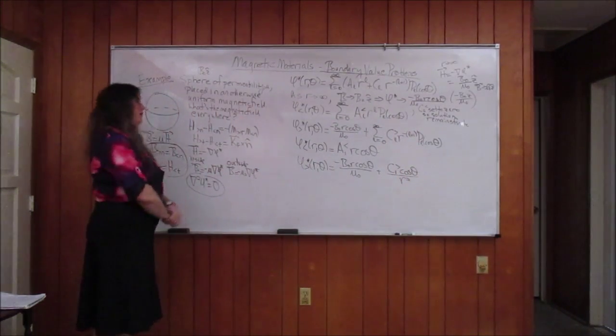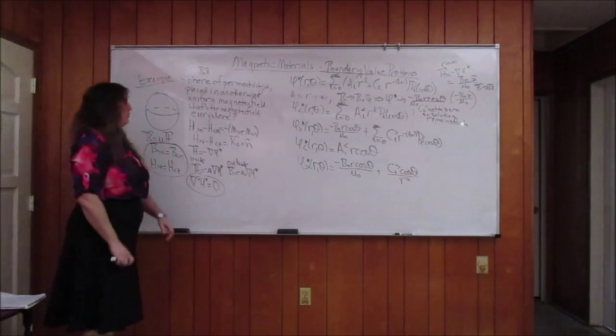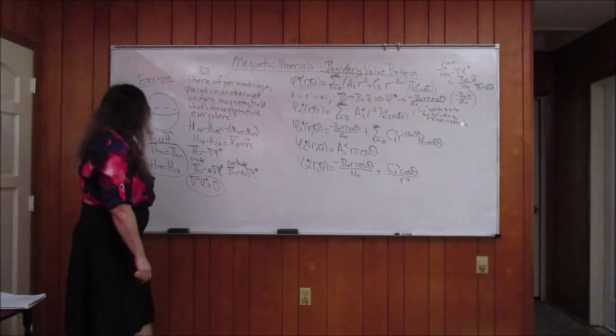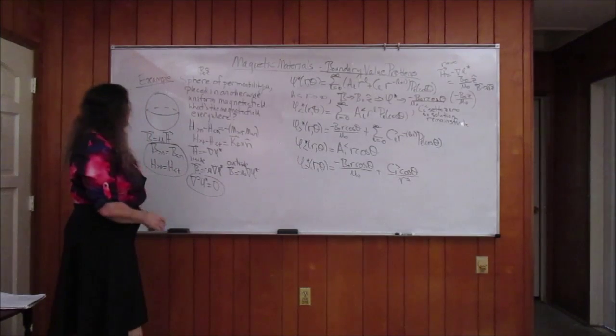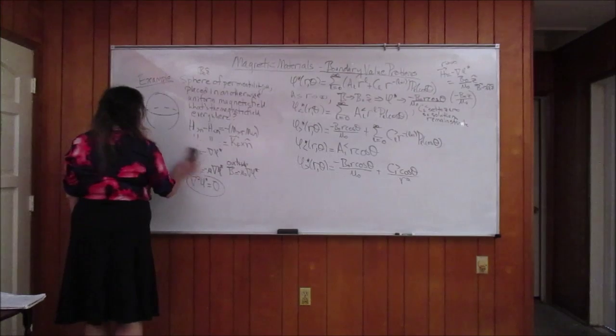Got two equations, two unknowns. I've got two equations for my two boundary conditions. And all that remains to solve this problem is to apply those conditions to solve for the two unknown coefficients. And I'm going to have to erase a little bit of this to give myself some more room.